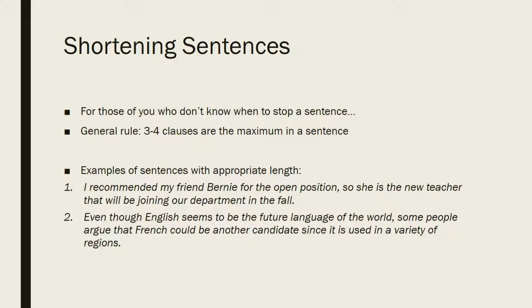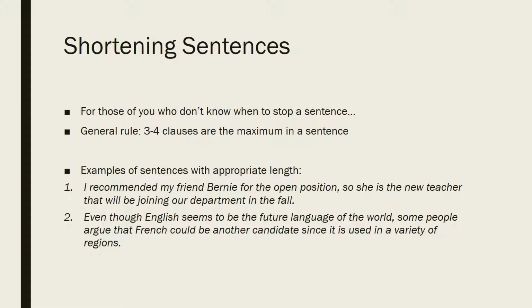That's because in some languages, commas work the same way as periods, but in English, a period is a full stop, it's a complete thought. And so, again, the general rule is that 3 to 4 clauses are the maximum in a sentence. You don't want to exceed that, otherwise, it's going to be way too wordy. And again, your reader's going to get confused.